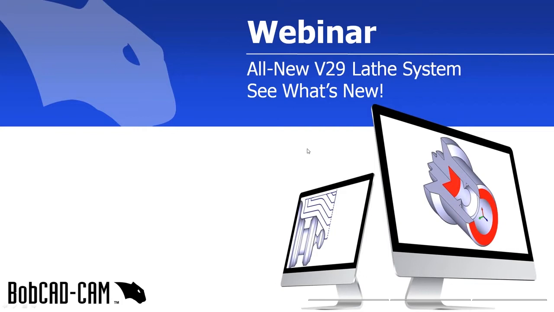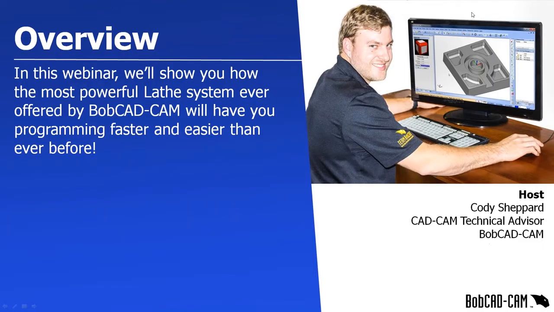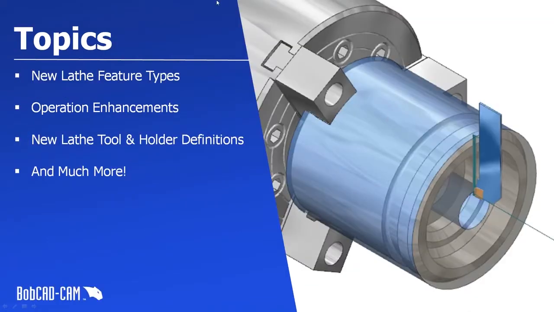So today we're going to go over the PowerPoint first, kind of show you some of the stuff that's going to be new. We changed a lot of different things to make your lives easier when it comes to lathe programming, and even added some features that haven't been in our system before. We're going to cover the lathe stuff that can make it easier for you and what has really changed: the new lathe feature types, operation enhancements, new lathe tool and holder definitions, and a lot of other options for those.